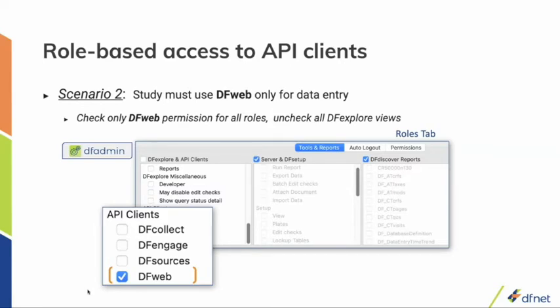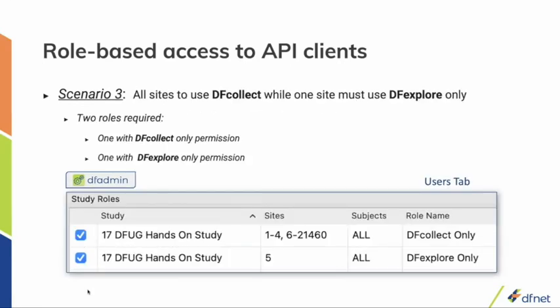However, only the DFweb web application can be used. I would like to cover one more scenario to show how to limit the use of these API-based client apps to specific sites. Here is an example where DFcollect is the only tool allowed for this user to access data from all sites. However, for Site 5 related data, the user is only allowed to use DFweb. So basically, this opens various possibilities to define roles to control study data access by these API-based client apps.